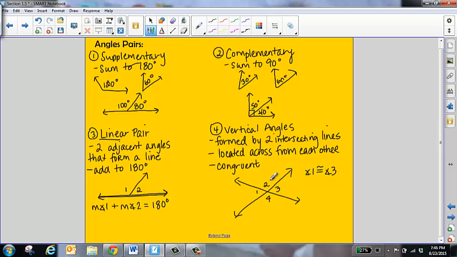Now if we look at angle 2, it is across from angle 4, which means that 2 and 4 are going to be vertical angles. So angle 2 is going to be congruent to angle 4. So those are the four different types of angle pairs that we're going to focus on for this unit, but as I said, we're going to be referring back to these from here on out.